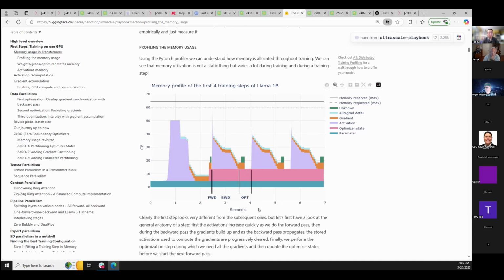Hey, Ted, why is the width of the purple area in the first one, the activation, so much wider than the other? Do you know? Yeah, so what the article says is that there's various places where PyTorch will allocate memory in the very first step. And so it'll do a bunch of things that it never does later on.